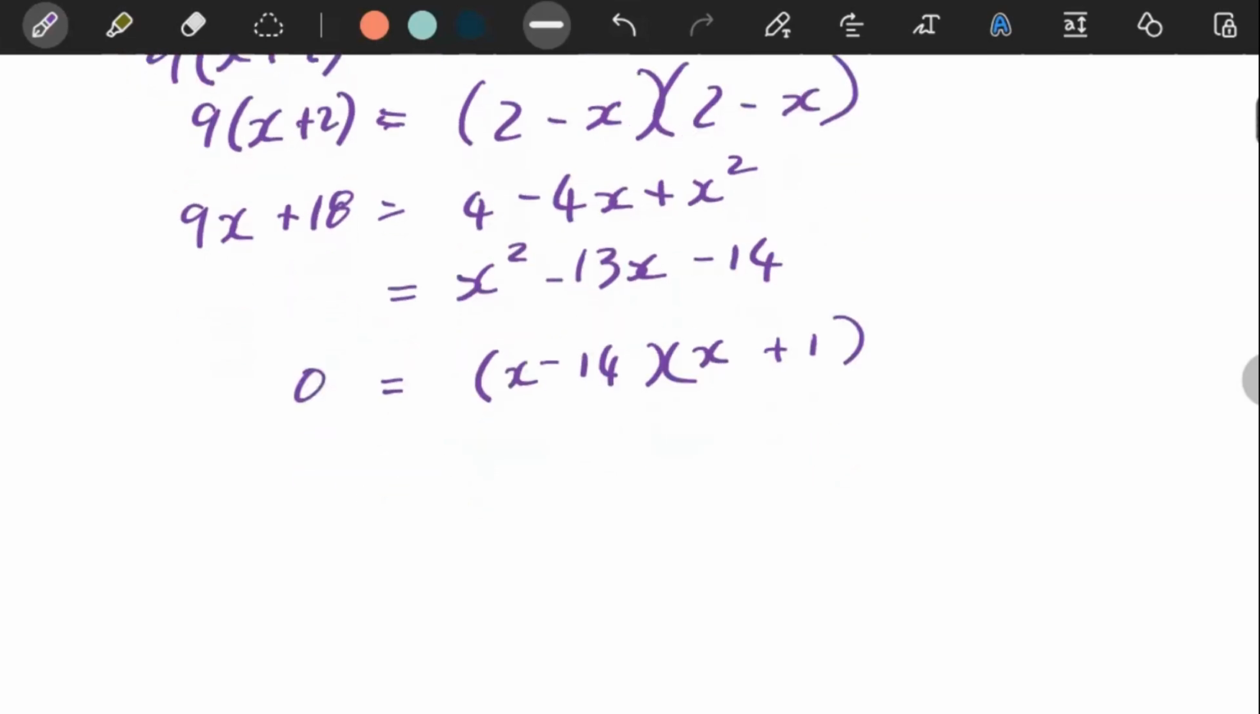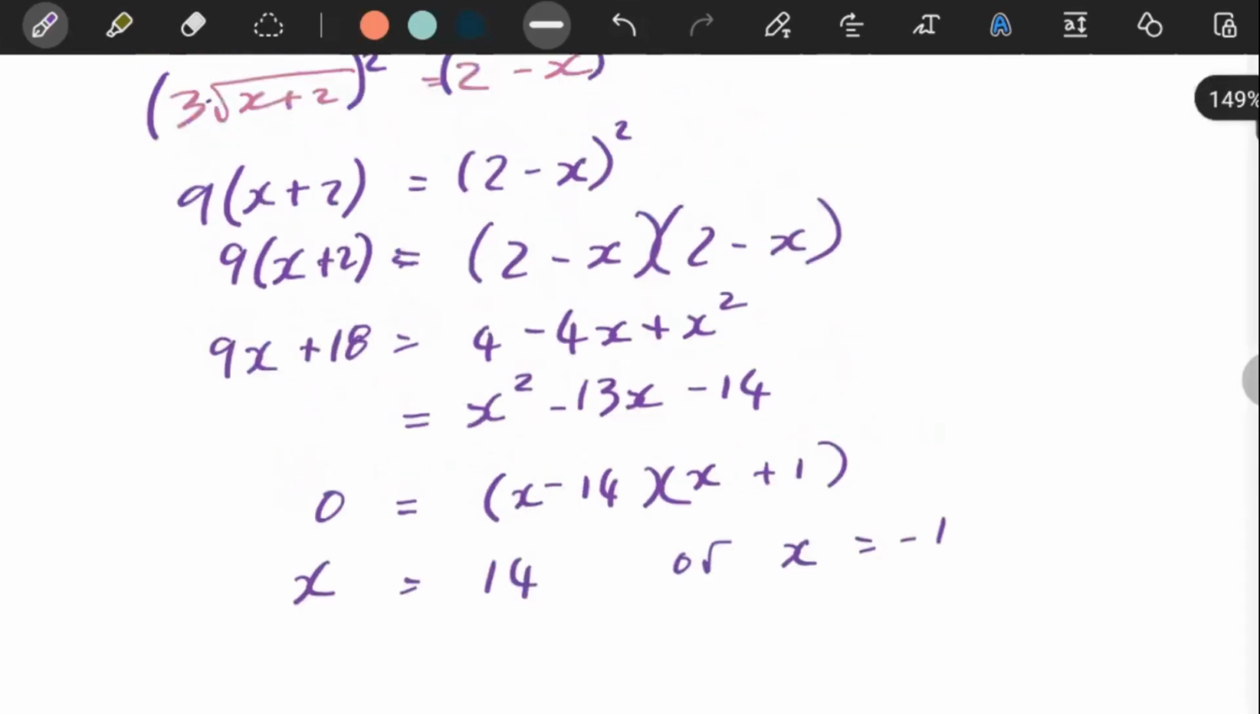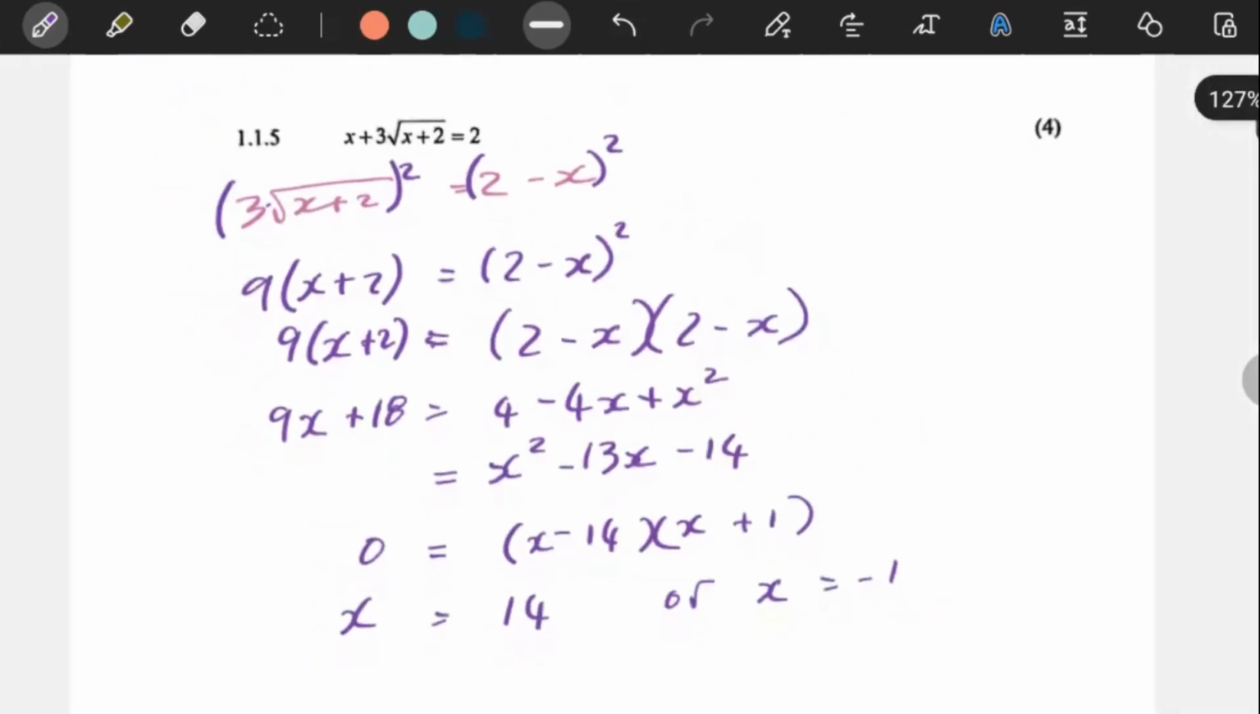So even though I factorized here, when I get these final answers, test them both. Because normally one is not going to work out, especially if your original expression had a square root symbol somewhere. So let's test x as 14. So we have 14 there, plus 3 square root of... The 14 is not working out.